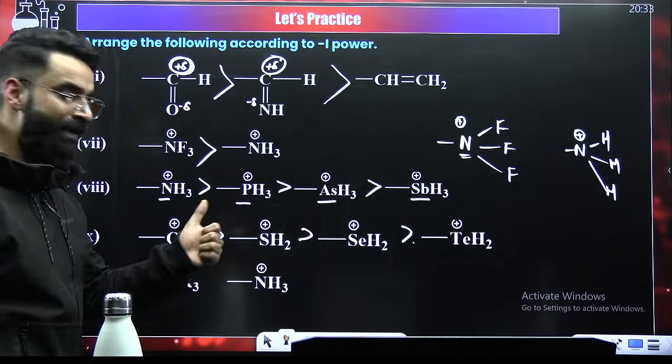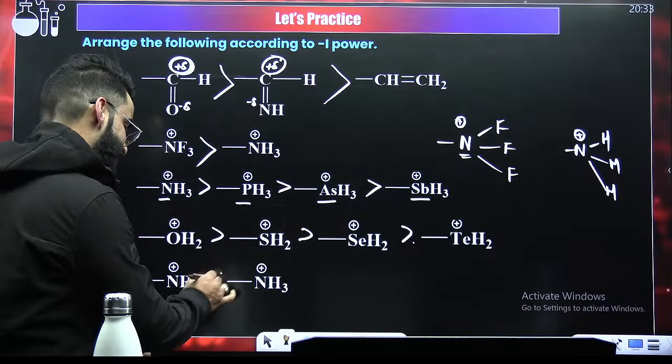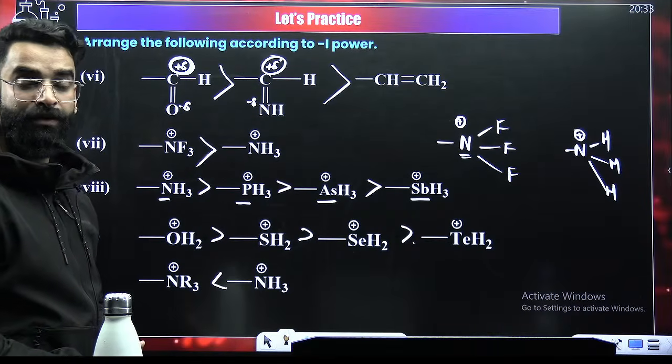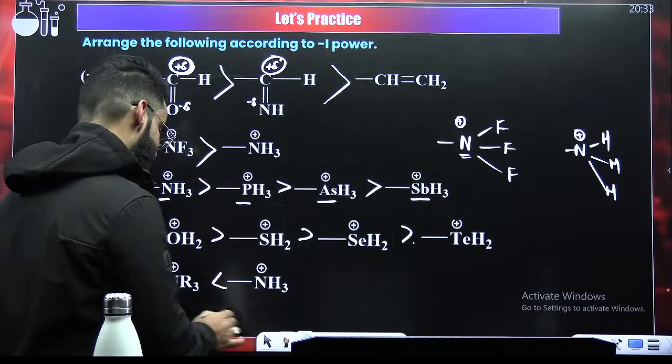Now NR3 positive and NH3 positive. Normally, what do you think? Normally, you'll think that NH3 positive should have more minus I power than NR3 positive. But it is a reverse here.